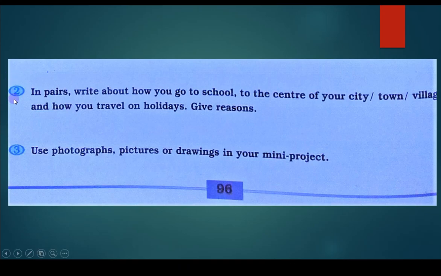The exercise is to write about how you go to school and how you go to the center of your city or your town or your village. And also write about how you travel on holidays. Of course, giving the reasons.